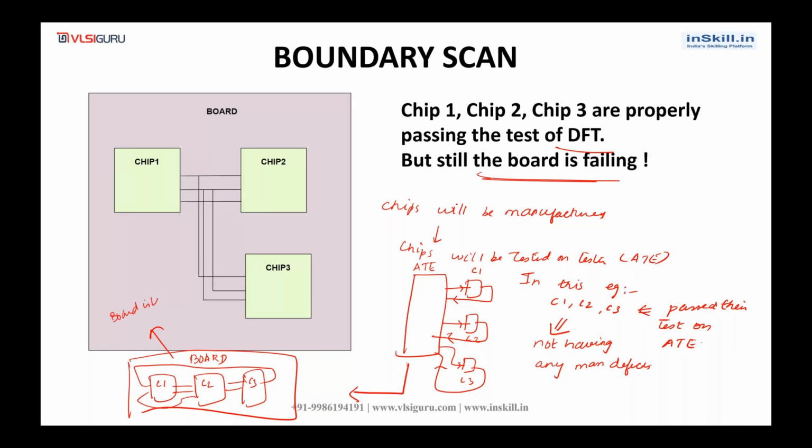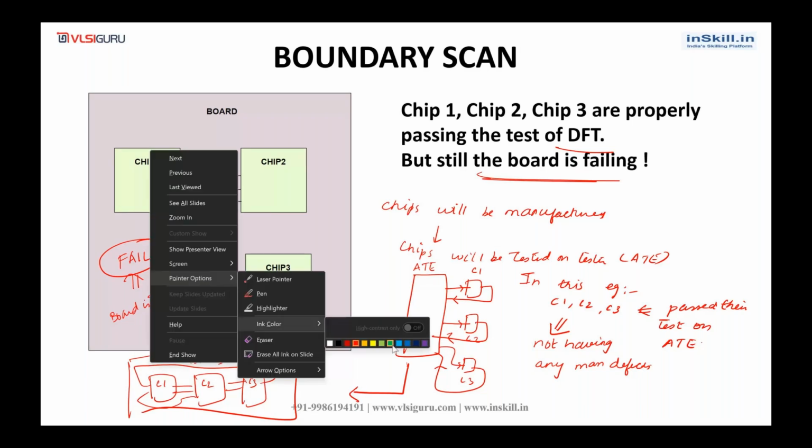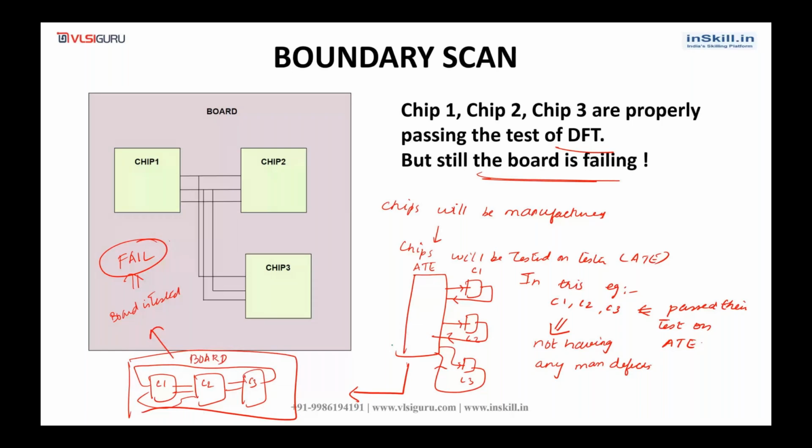When the board is being tested, the board is failing. So what can be the reason why the board is failing? Chip 1, chip 2, chip 3, they are not having any manufacturing defects because they have already passed their test on ATE.